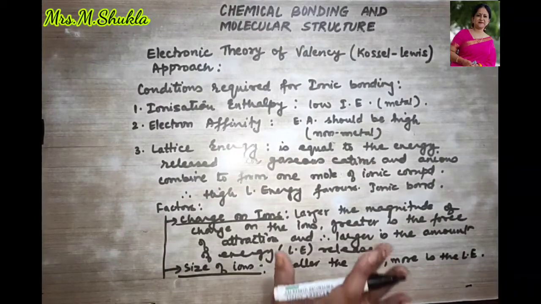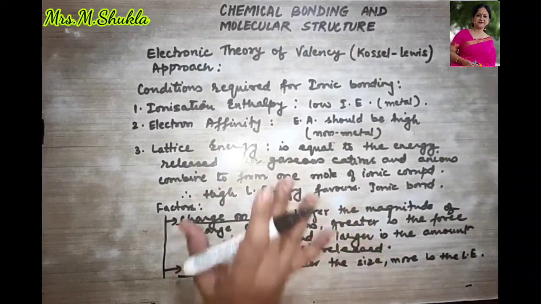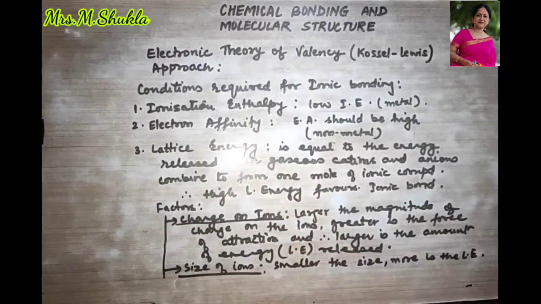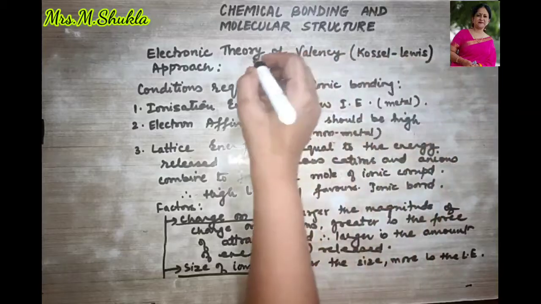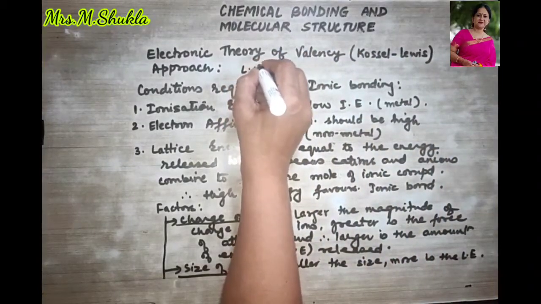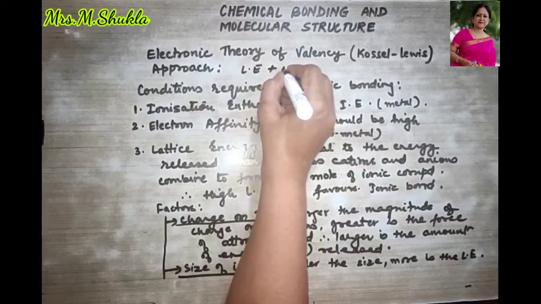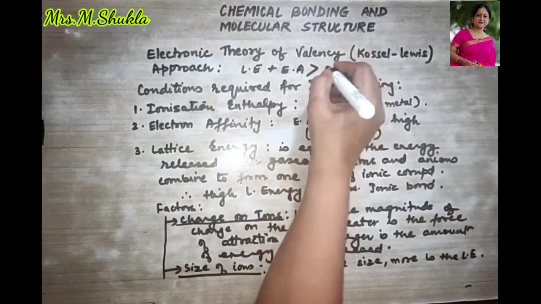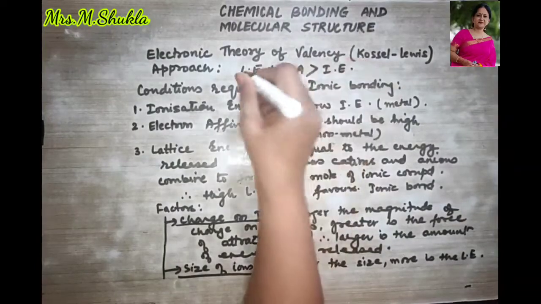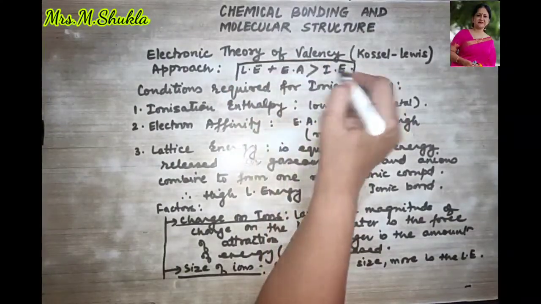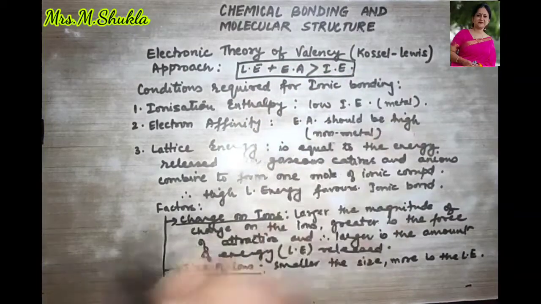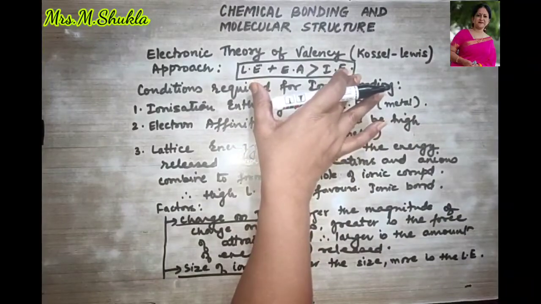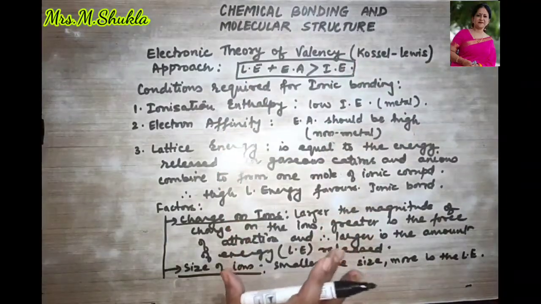Clear? So in short, we can conclude that ionic compound is formed easily when your lattice enthalpy plus your electron affinity is greater than your ionization energy. In that case, your ionic bonding is formed, okay, or an ionic compound is formed. I hope this point is clear.